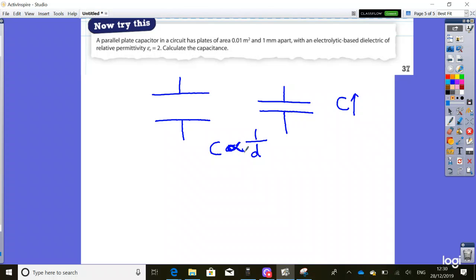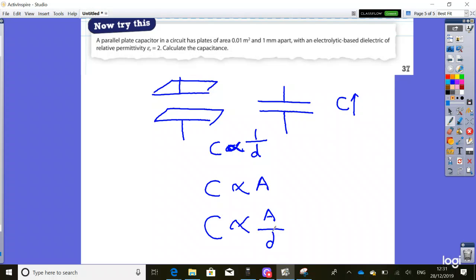Another way to make a higher capacitance is having larger plates, so the area. So in other words, if your plate is rectangular, maybe, and you increase the area of the plates, you will get a higher capacitance, so it's proportional to A. So we can say then capacitance in general is proportional to A over D.